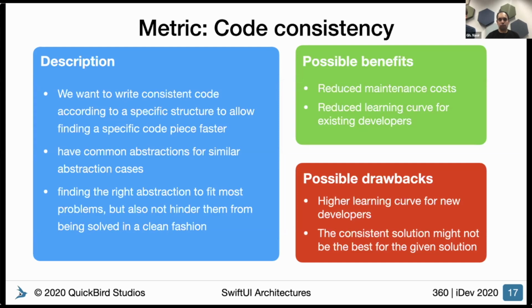And we also get a reduced learning curve for existing developers because you already know the structure of the whole application, and then you can easily go to a new place of that application, to a new component, and easily figure out how it's actually working. However, there's a downside as well. There's a higher learning curve for new developers because you need to actually learn that structure and get familiar with it. And the consistent solution might not be the best solution. So, for example, sometimes it might make more sense to write it in a different style. And then the team might force you to do some kind of a consistent style throughout the whole application, which might not be the best solution for that problem.